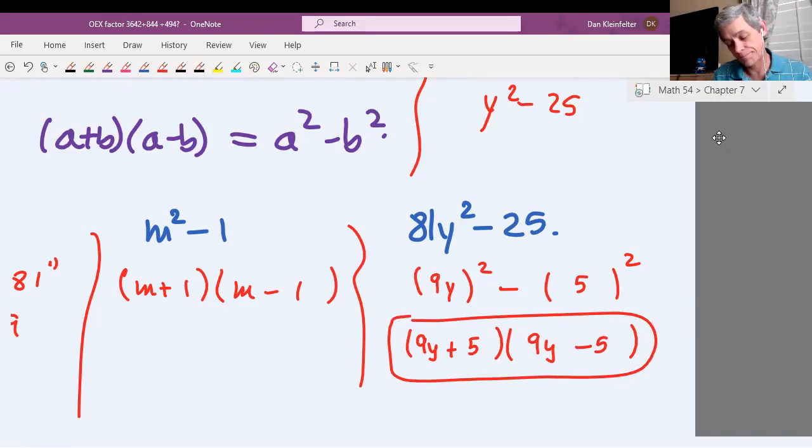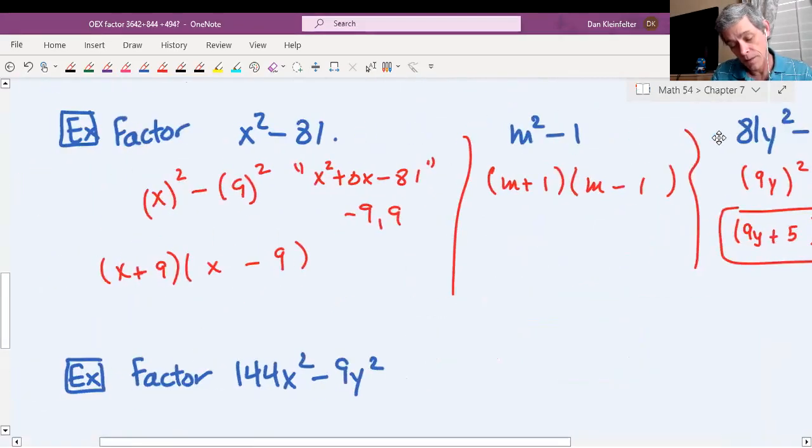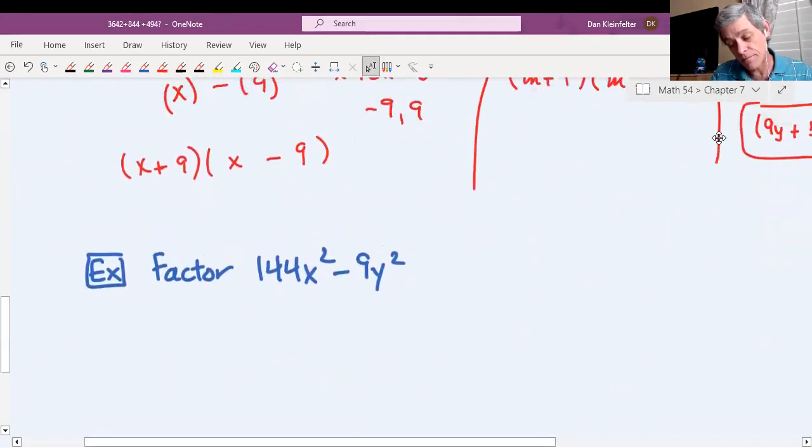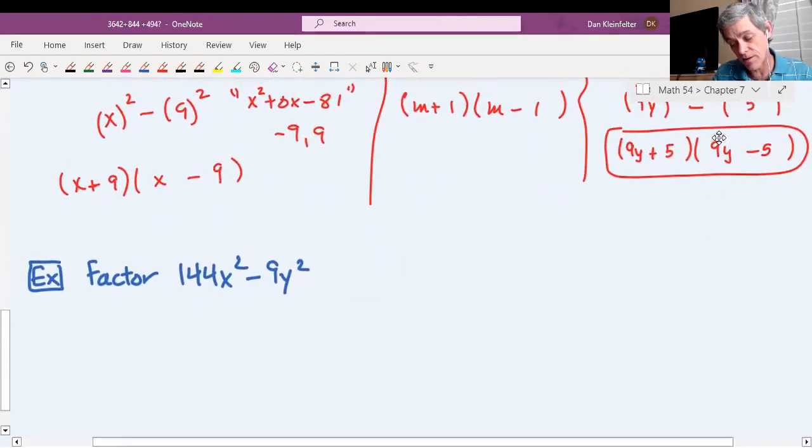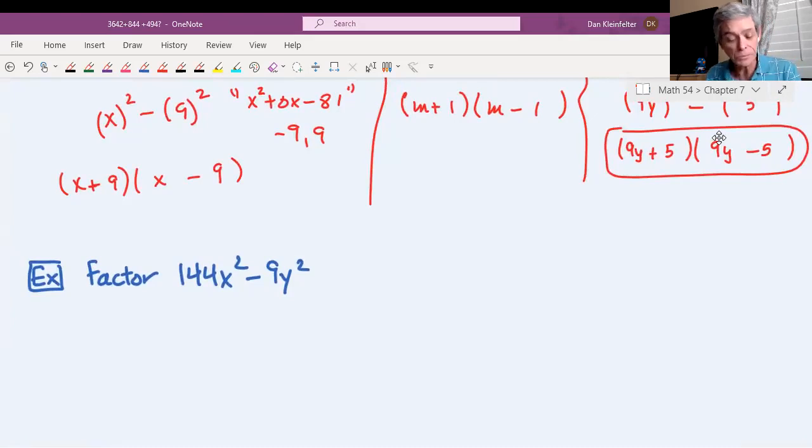Okay, that'll do. Okay, here's one for you to try. Pause the video, try it yourself, and restart the video and see how you did.